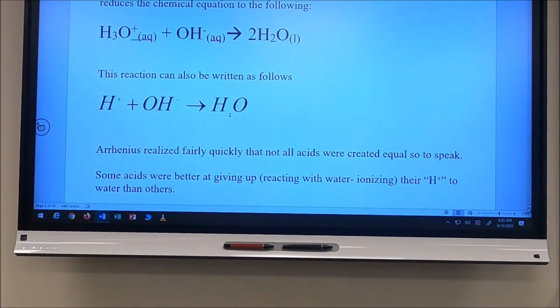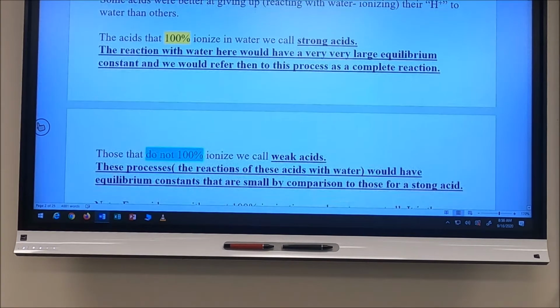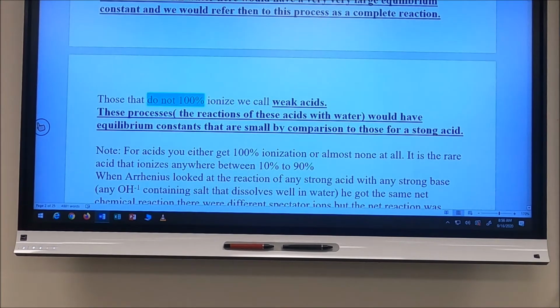Now, Arrhenius with his definition understood very quickly that not all acids are created equal. Some acids are better at reacting with water, undergoing that ionization reaction, than others. Acids that 100% ionize in water are called strong acids. The reaction with water here has a very, very large equilibrium constant, and we would refer to them in this process as going to completion.